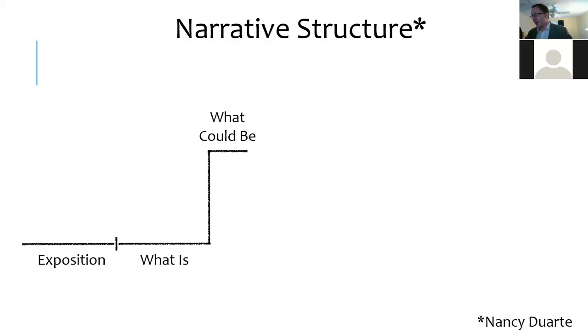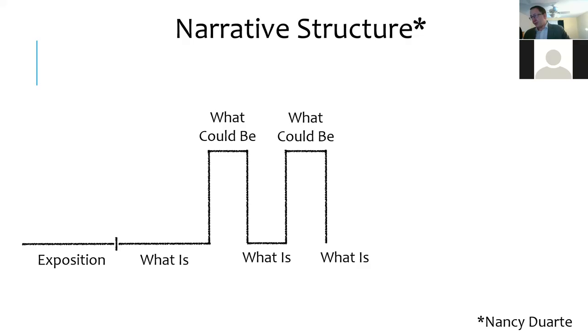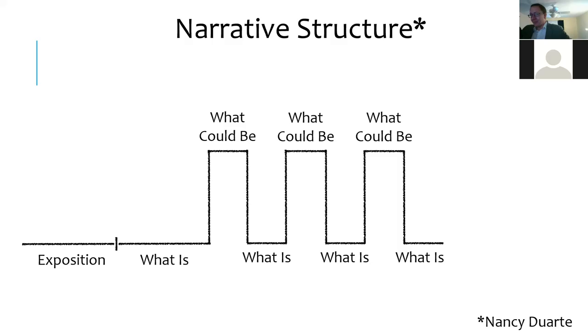Some kind of exposition, some kind of warm-up, some kind of start. What the current state of affairs is, bang, what you could get if you change your behavior. Then back down to what the current thing is. Back up to what could be. My typical fault or problem when I give a talk is that I go from 0 to 60 and I stay at 60, right? Or even faster. I just ramp up full and I never go back down.